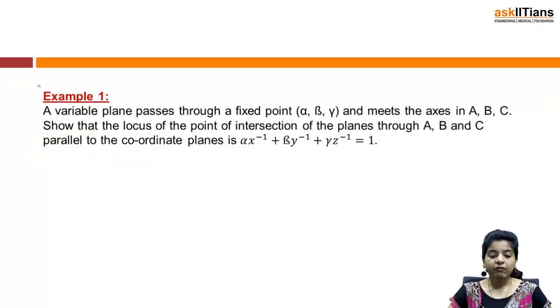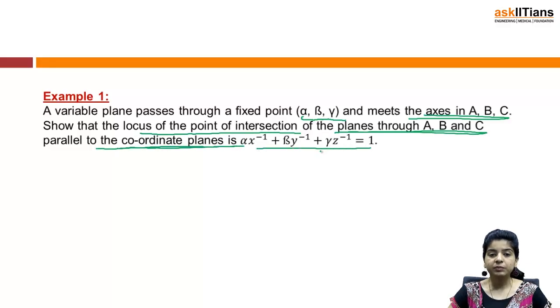So the first example that we have is: a variable plane passes through a fixed point alpha, beta, gamma and meets the axes in A, B, C. Show that the locus of the point of intersection of the planes through A, B and C parallel to the coordinate planes is alpha x inverse plus beta y inverse plus gamma z inverse is 1. Okay, so it's given that we have to find the locus of the point of intersection of planes through A, B, C parallel to coordinate planes, we have to show in fact.